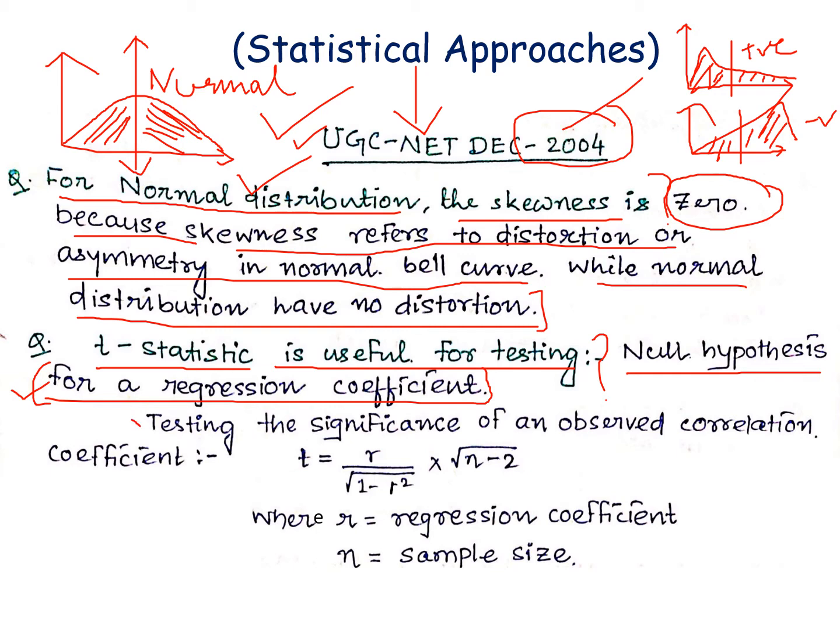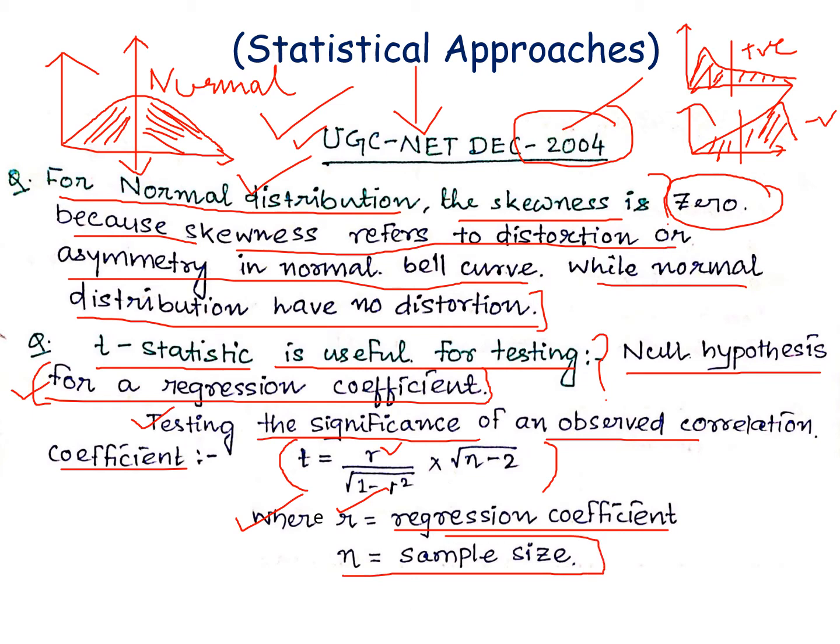Testing the significance of an observed correlation coefficient is given by the t statistic formula, that is t equal to r upon root over of 1 minus r square, into root over of n minus 2, where r is the regression coefficient or the correlation coefficient and n is the sample size. So by this we can know these two types of questions that came in December 2004.